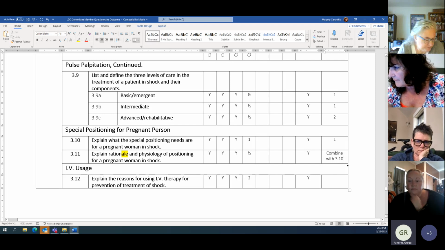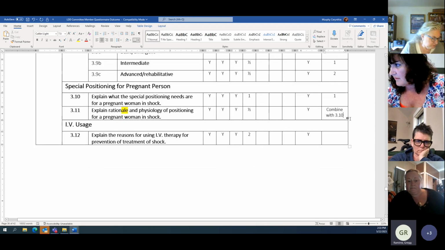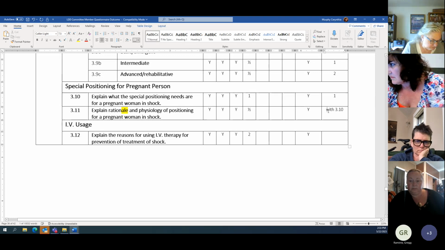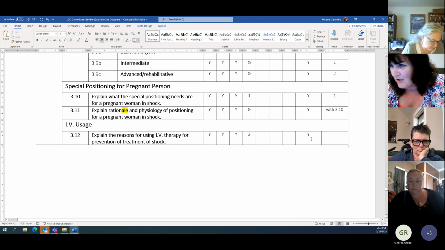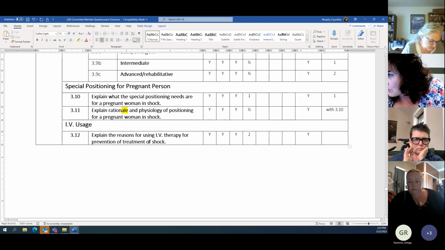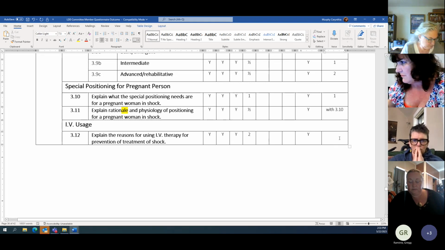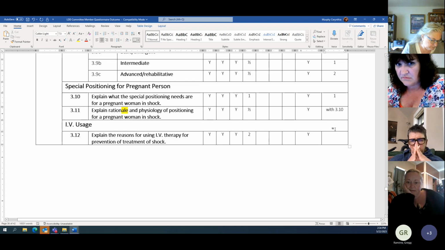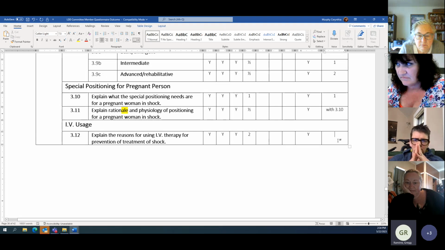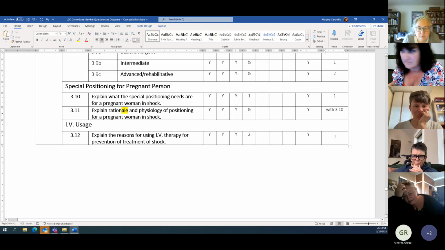Okay. Actually, I don't want to say. Okay, 3.12, explain the reasons for using IV therapy for prevention of treatment of shock. A 2, everybody good with a 2, or change your mind? I can live with it too. Okay.